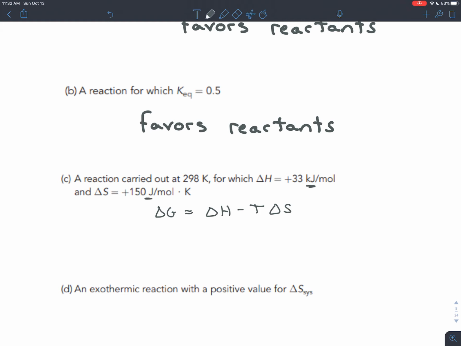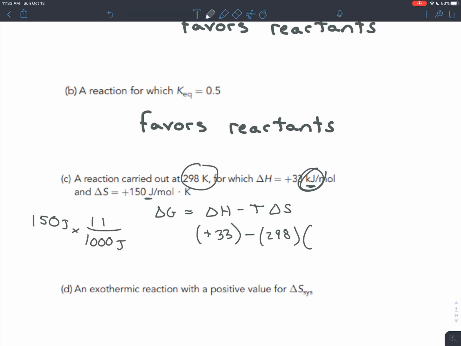I'm going to plug in the kilojoules for delta H, so that's positive 33 kilojoules per mole. We know the temperature is 298 Kelvin, but when we plug in the value for delta S, we have to convert this to kilojoules. So we have 150 joules times, in every 1,000 joules there's 1 kilojoule, so the joules cancel, we're left with kilojoules, and that gives us 0.15 kilojoules per mole Kelvin.